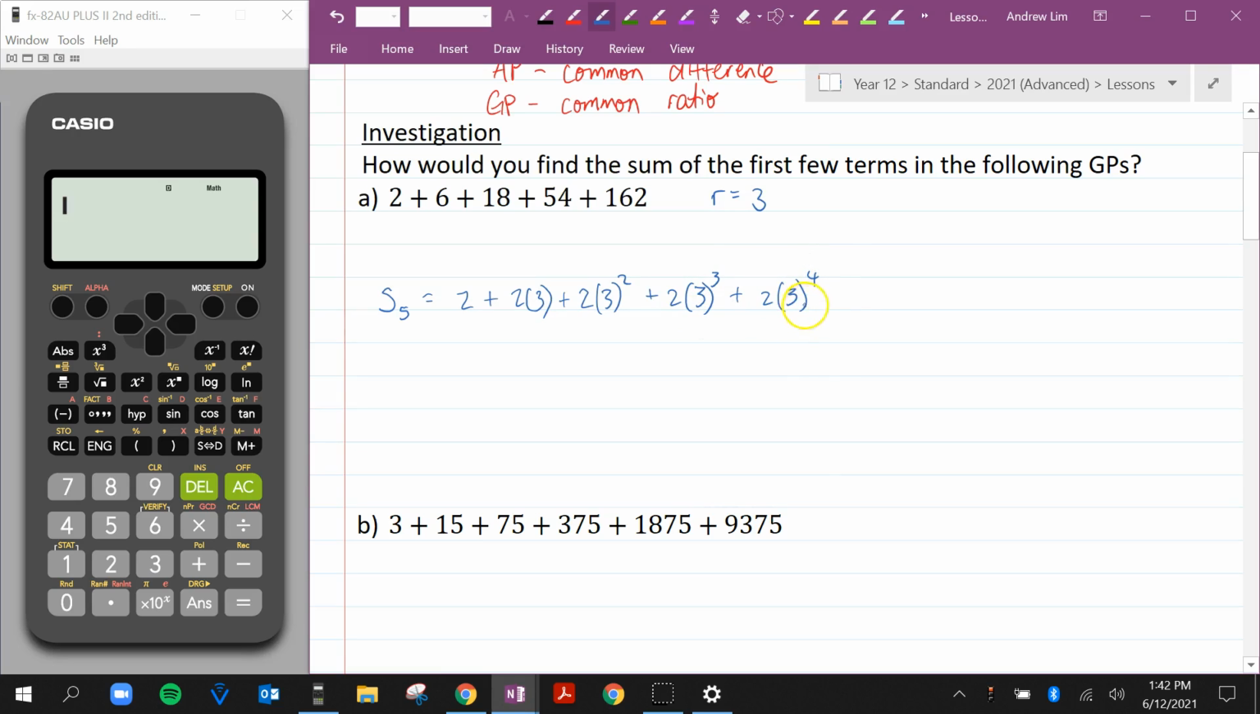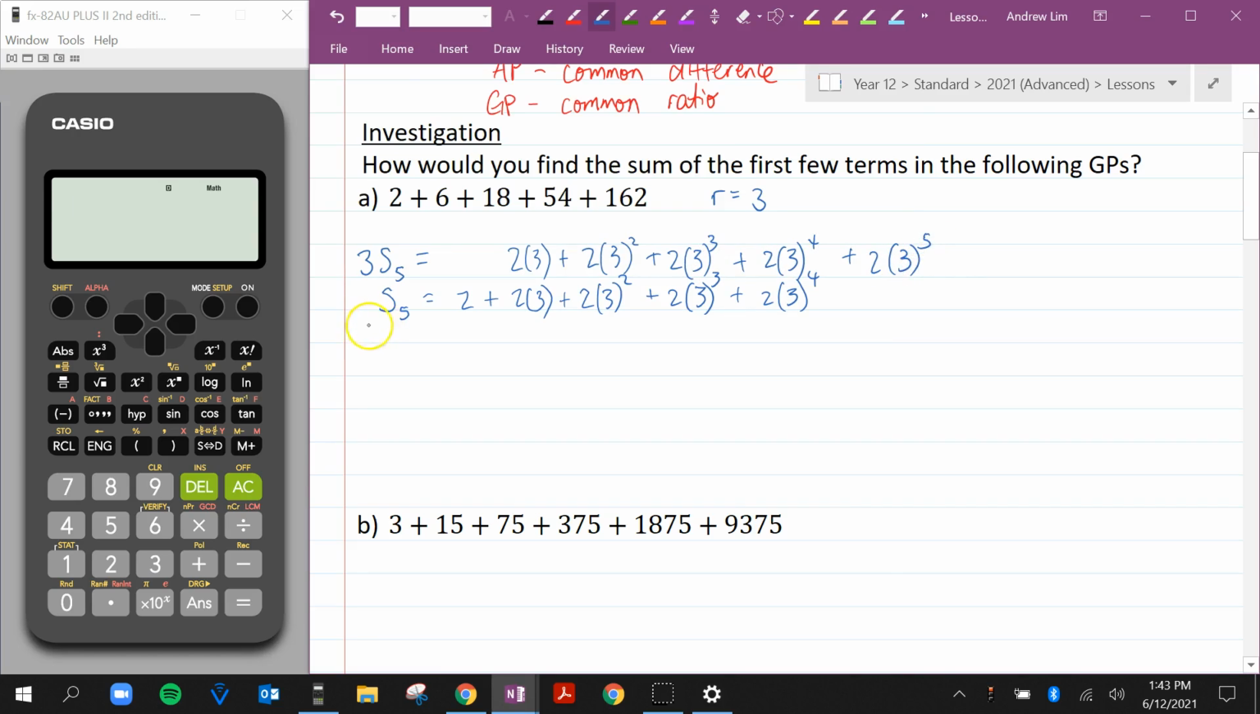Now, because the common ratio is 3, technically, what I could do is multiply every single term by 3. What do we get when we do that? I'm going to write that above it: 3 lots of the sum of the first 5 terms. Well, when we multiply this by 3, we get 2 times 3. When we times this by 3, we get 2 times 3 squared. The next one, 2 lots of 3 cubed. Next one, 2 lots of 3 to the power 4. And the last one, 2 lots of 3 to the power 5.